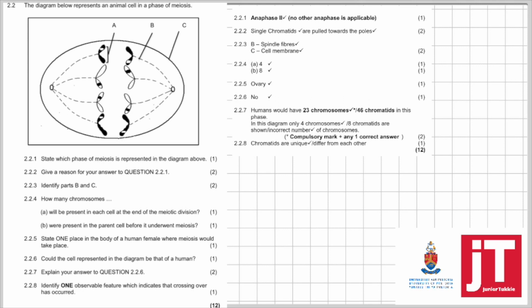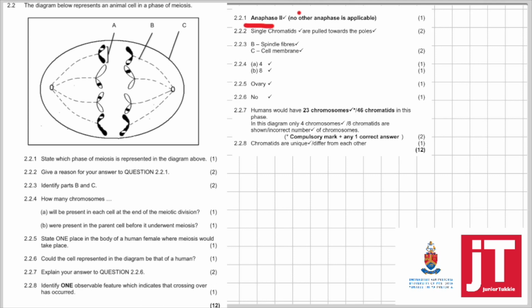2.2. The diagram below represents an animal cell in the phase of meiosis. 221. State which phase of meiosis is represented in the diagram here. Now, if we look, we can see there are single chromosomes or unreplicated chromosomes moving to the opposite pole. So the chromosomes are moving to the pole, so it has to be anaphase. And it's single chromosomes. So that is anaphase 2.